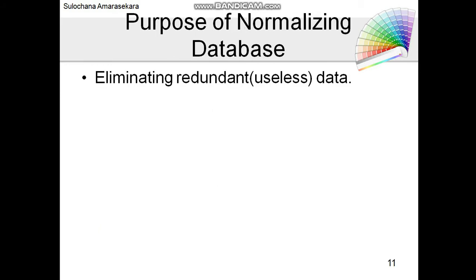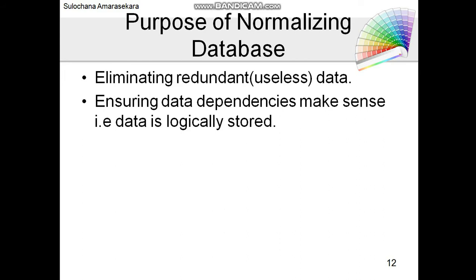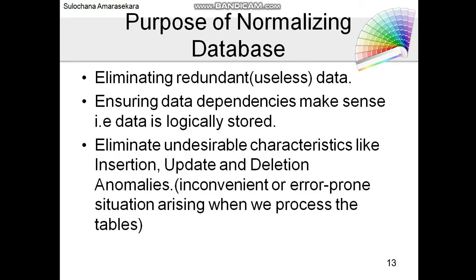Purpose of normalizing a database. First, we can use normalization to reduce duplicates or redundancy. Second, we can use normalization to maintain data integrity and data dependency. Last, we can use normalization to eliminate insert, update and delete anomalies. Anomalies mean error situations under each operation. In the next slide, I am going to explain these anomalies in detail.